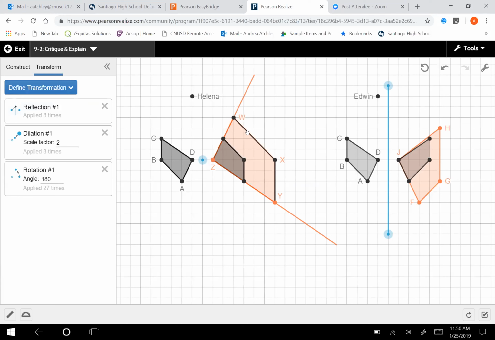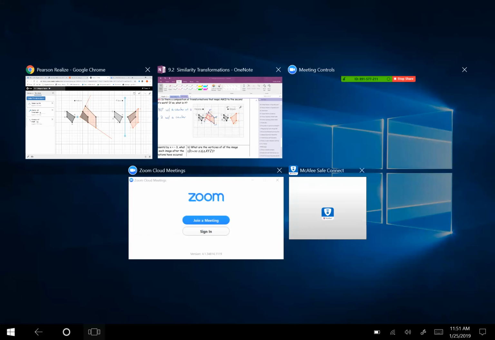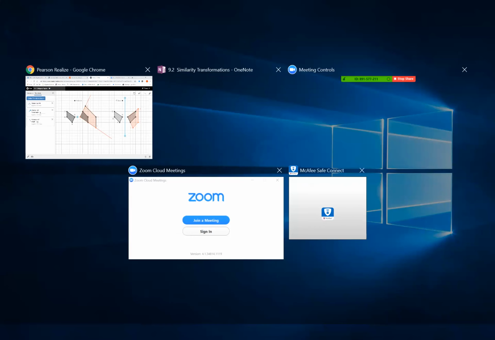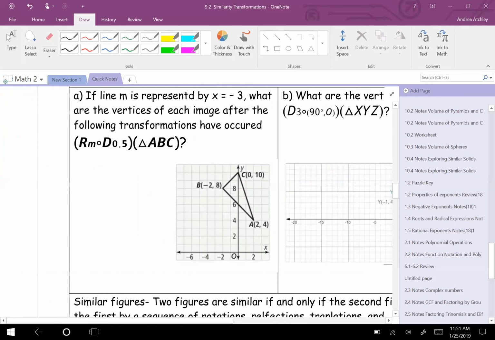And does it look like they all have the same scale factor? Here it looks like this is twice as big, but does this side look like it's going to need to be twice as big? No. Okay, so it's not the exact same figure. It kind of looks close, but it's not. Any questions over that? Okay, so let's go on to the next one.